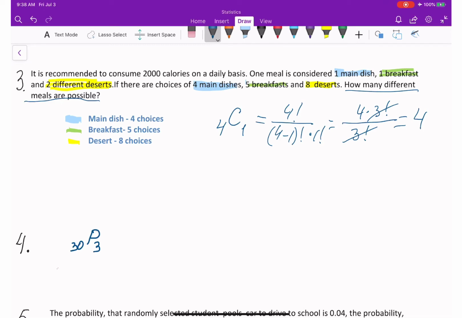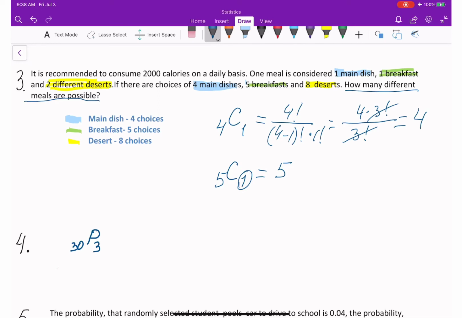Next, combination of one breakfast out of a total of 5. Now I'll open a little secret. Every time you choose 1 out of whatever number, the result is going to be that number. So I'm going to put 5. If I would have a combination of 1 out of 10, it would be 10. So that's only when you choose 1.